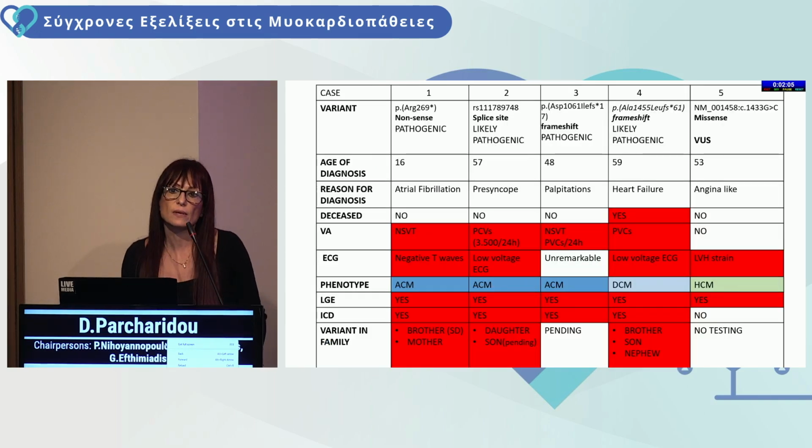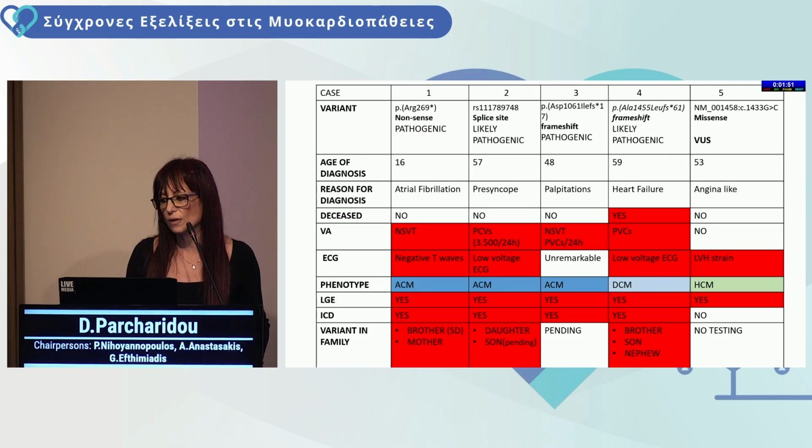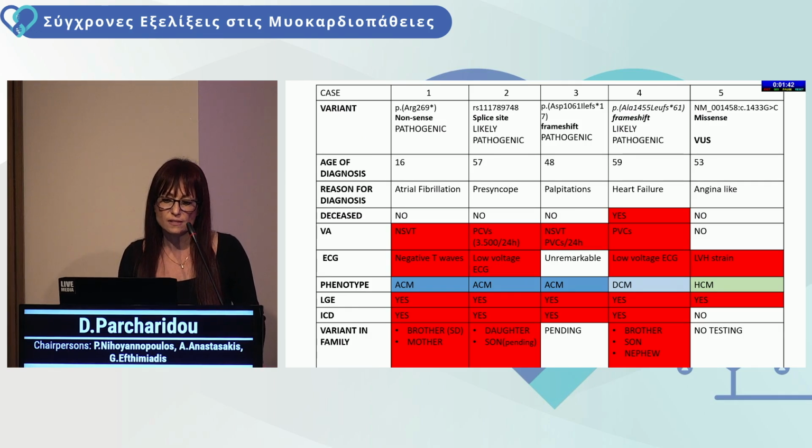So, in the AHEPA cardiomyopathy clinic, we follow 5 families with Filamin C mutations, and here you can see the characteristics of the probands. 4 of them have a loss of function mutation, and one of them has the missense mutation, which was the VUS. I already presented 3 of them. The youngest was 16 years old, and the oldest 59 years old. They were all diagnosed due to symptoms.